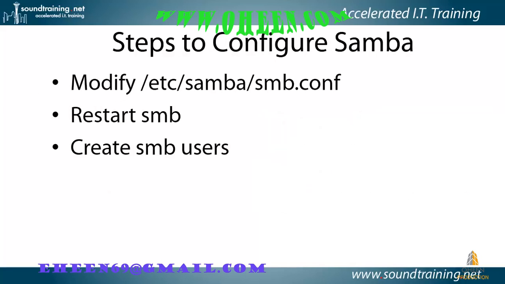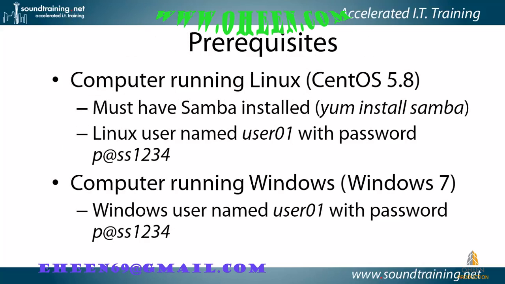The steps to configure Samba, it's really pretty straightforward. You modify /etc/samba/smb.conf, you restart SMB, and you create the SMB users. And if you do it all correctly, then your Windows clients will be able to access those shares.